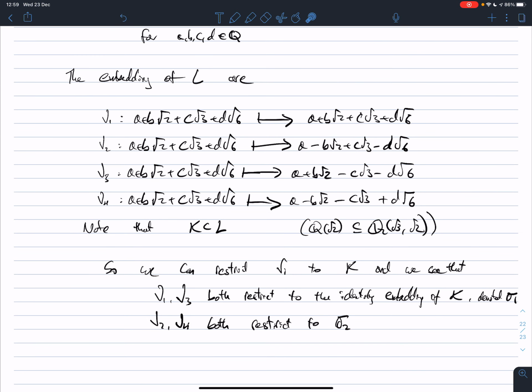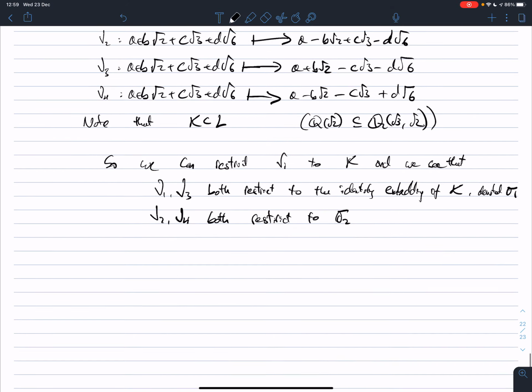Talking about restriction, these two restrict to the same embedding. The same thing as saying that sigma 1 extends to these 2 embeddings, and sigma 2 extends to these 2 embeddings. So this leads me on to the following definition.